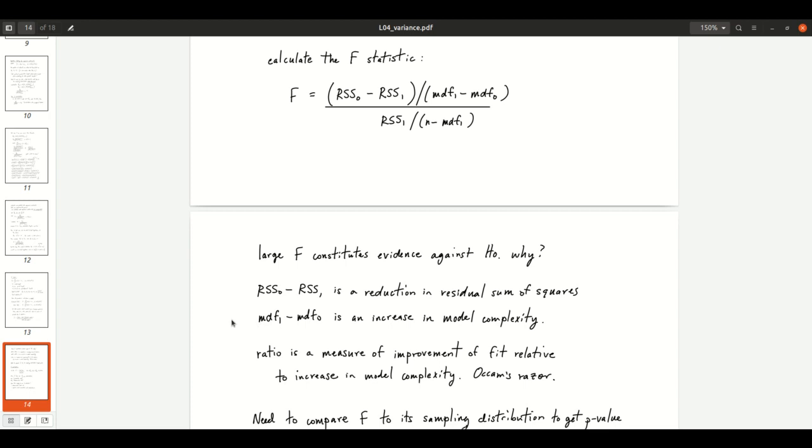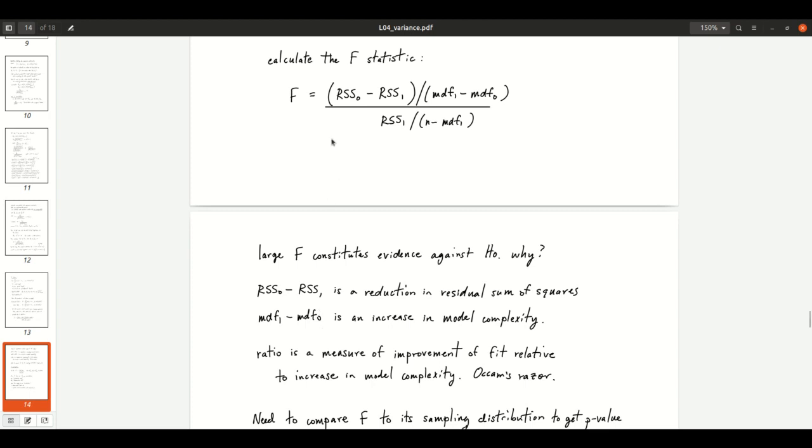This is a measurement of how much more complex the full model is than the reduced model. So what I mean by that is the full model has 6 covariates, and therefore the model degrees of freedom is 7. The reduced model only has 2 covariates, and therefore its model degrees of freedom is 3. And so 7 minus 3 measures how much more complex the full model is than the reduced model.